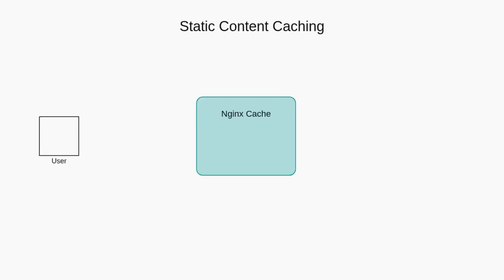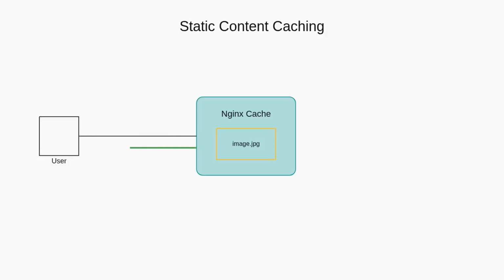Finally, let's talk about caching. Modern websites are full of static files like images, CSS, and JavaScript that don't change very often. If every user asks your backend server for the same logo image, it's a waste of resources. Nginx can store a copy of these files in its own cache. When a user requests the logo, Nginx just hands it over immediately without even talking to the backend. This significantly reduces the latency for your users and lowers the load on your database.